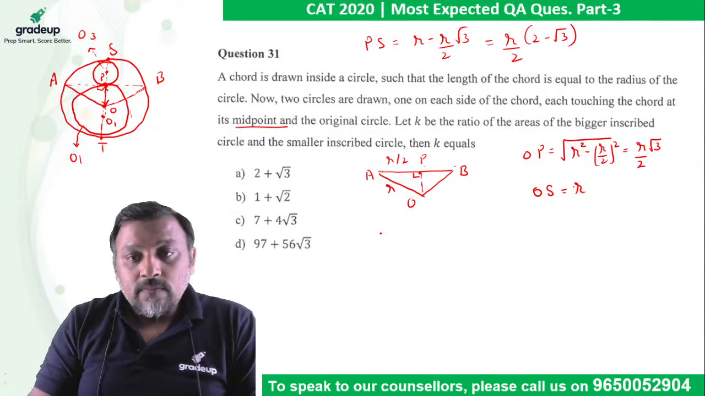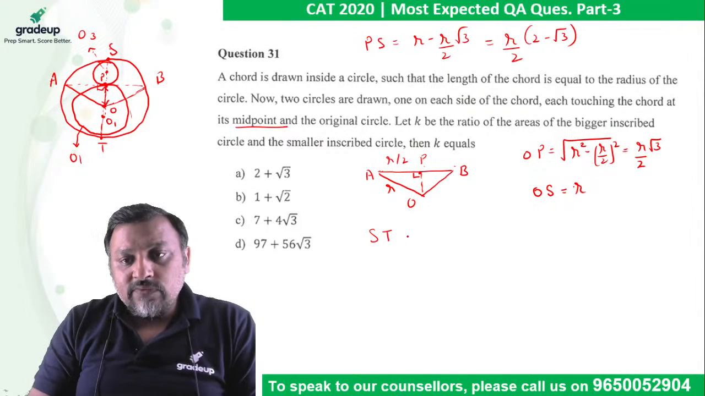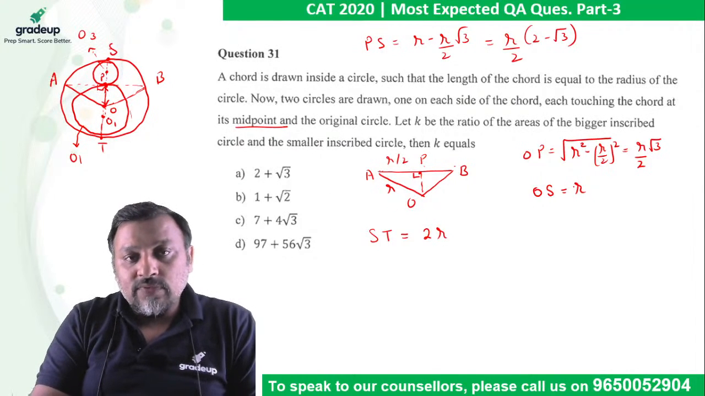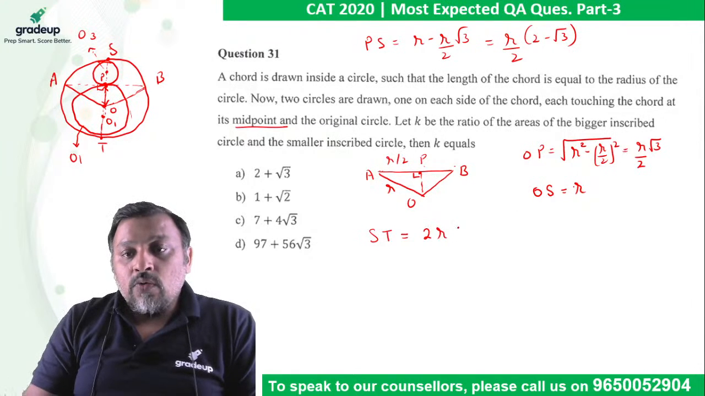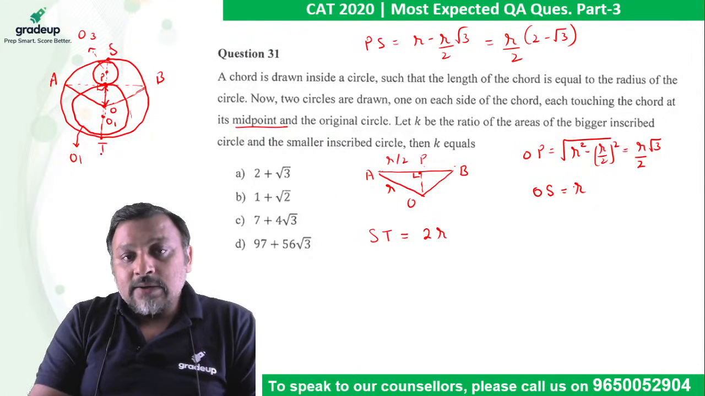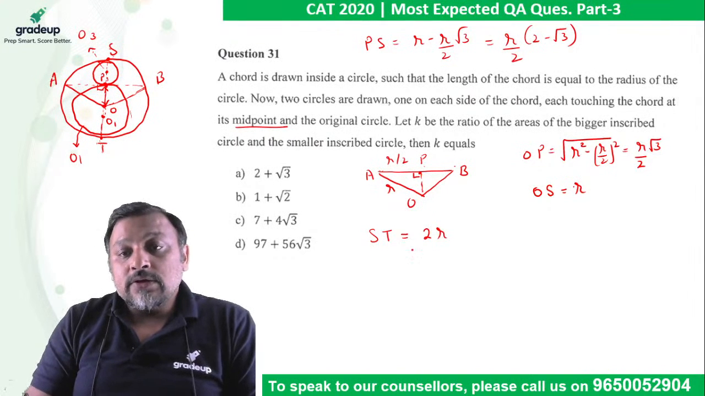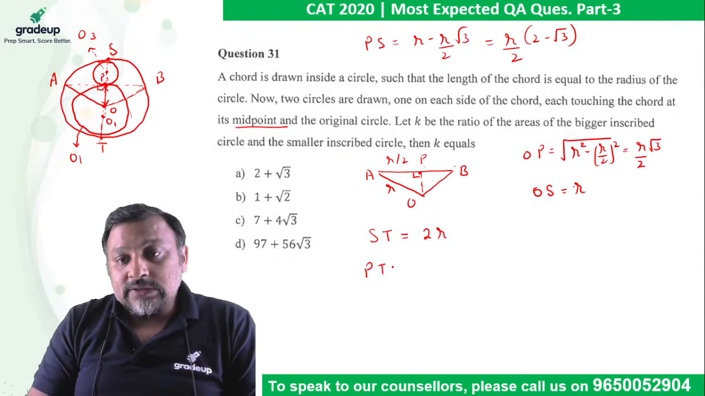We also know the value of ST, which is 2R. It is the diameter of this bigger circle. So now if from ST I subtract PS, I will get the value of PT, and PT is nothing but the diameter of this circle. So can we say the value of PT is nothing but twice R, that means ST minus PS, which is this.